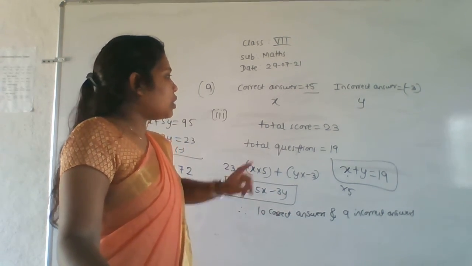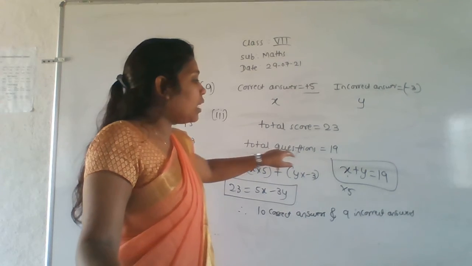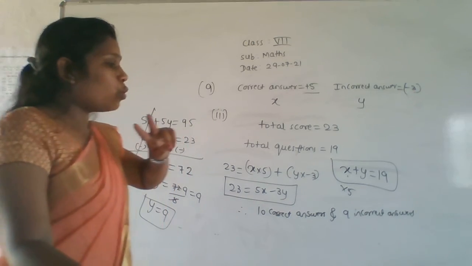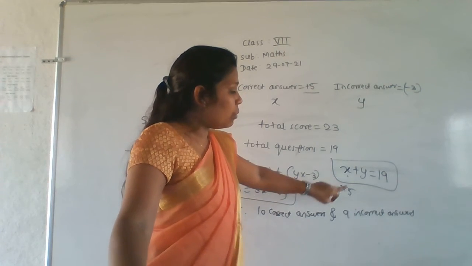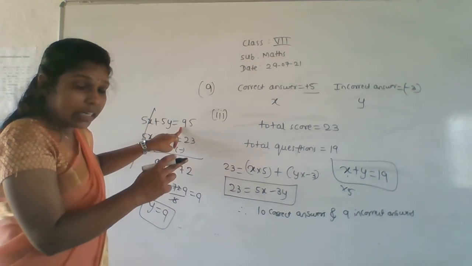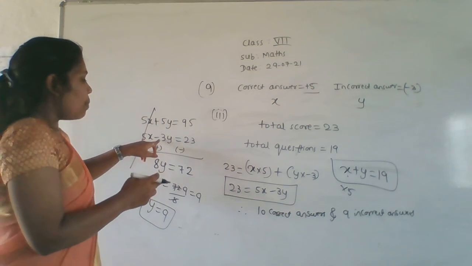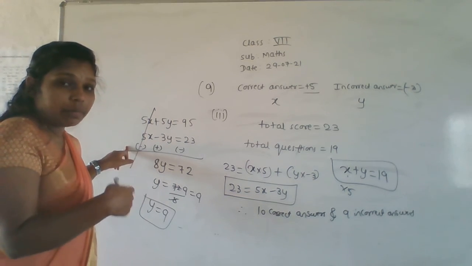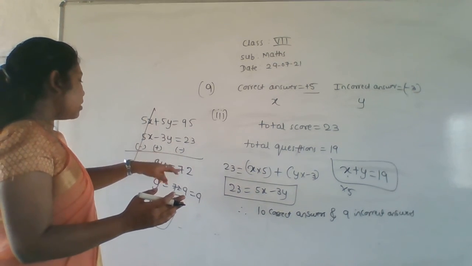One more equation is, if we add the correct answers as well as the incorrect answers, that will be the total number of questions. So x plus y is equal to 19. Here we got two equations, but we can't cancel the values directly. For that reason, multiply this equation by 5. That will be 5x plus 5y, and 19 fives are 95. Next, below this equation, write 5x minus 3y is equal to 23. Now change the sign. If it is a plus, it will be minus; minus, plus. Just exchange the signs here and cancel the values.